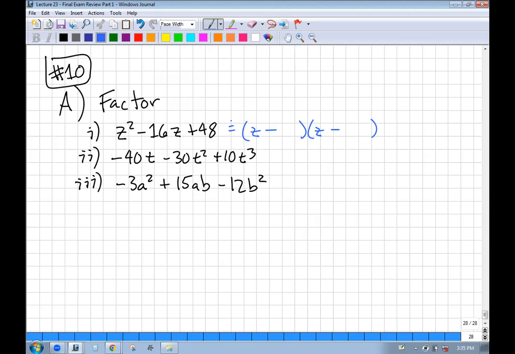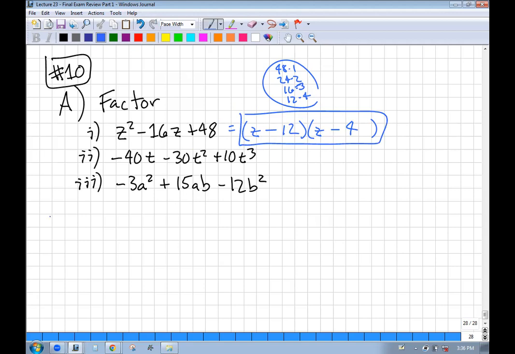So the only work to show here is, what are the numbers that multiply to give me 48? Those don't add to give me 16. Those don't add to give me 16. That's 16 and 3. Those don't add to give me 16. 12 times 4. Those multiply to give me 48, and they add to give me 16. So this is the only work you could really show for this problem, other than multiplying these out to check your work.